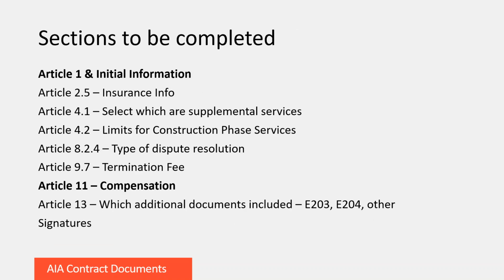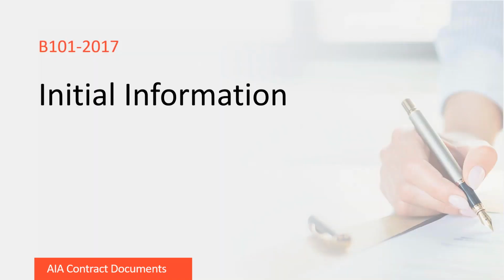If you're looking at this document structure for the purpose of completion, where are the areas that you would be spending a lot of your time? You can see these are the sections that we'll be focusing on as we go through the document today, looking at the different areas that are subject to user completion. We will start by looking at the initial information in the B101.